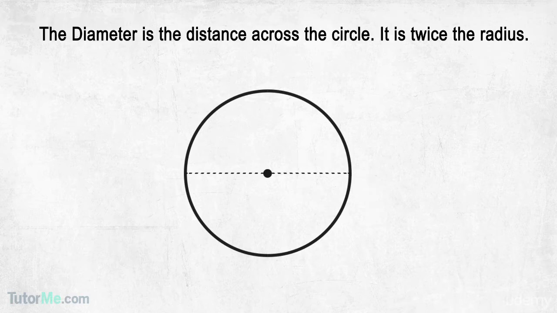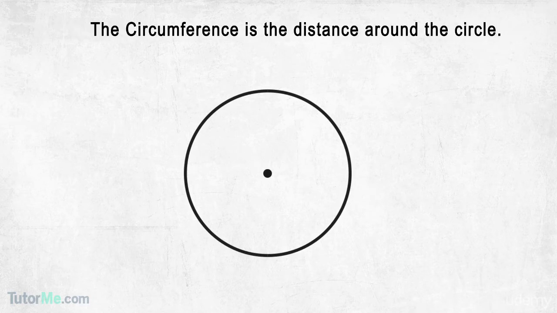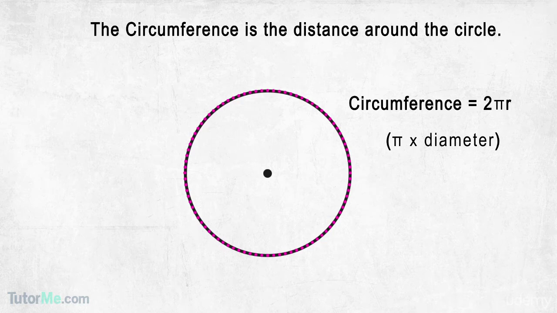The diameter is the distance across the circle. It is twice the radius, so we can calculate it using the equation 2 times radius, or 2r. The circumference is the distance around the circle. It's calculated using the equation 2 pi r, or pi times diameter, since the diameter is twice the radius.